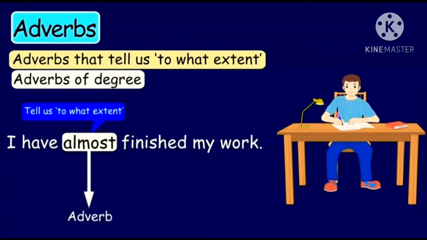Next is adverbs of degree. Now, adverbs of degree tell us to what extent an action is done. Like, I have almost finished my work. Almost is telling us the extent to which the action is done. So, it is an adverb of degree. Degree means to what extent.